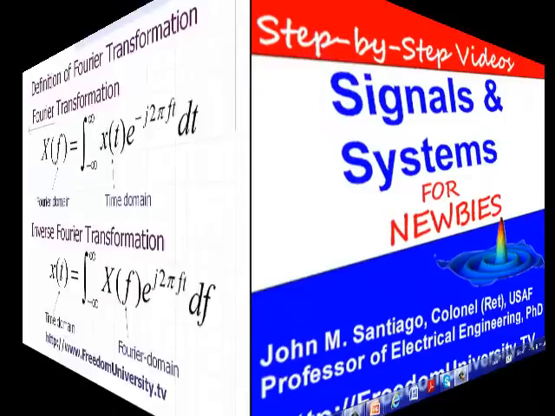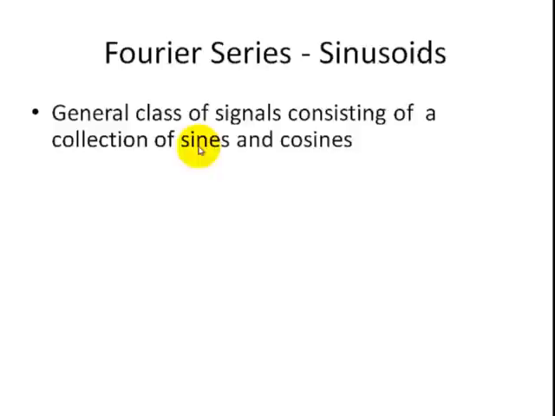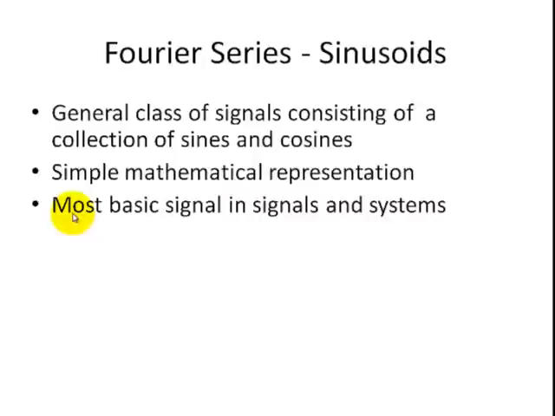Hello, Dr. J here. I'll be talking about one of the most basic signals when you're dealing with Fourier series or Fourier transforms, and that's basically the sinusoids. It's a general class of signals consisting of a collection of sines and cosines, and it has a very simple mathematical representation. However, it's one of the most basic signals in signals and systems that you'll find.